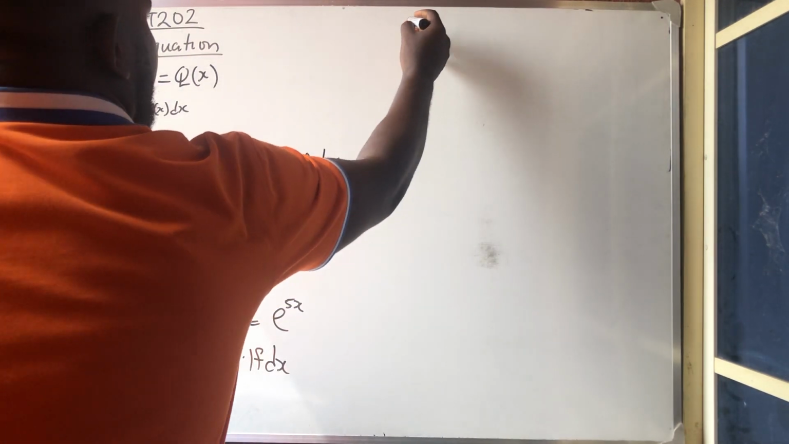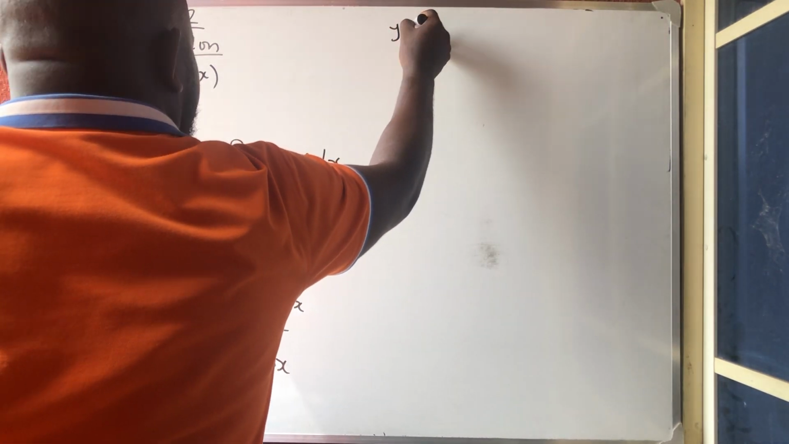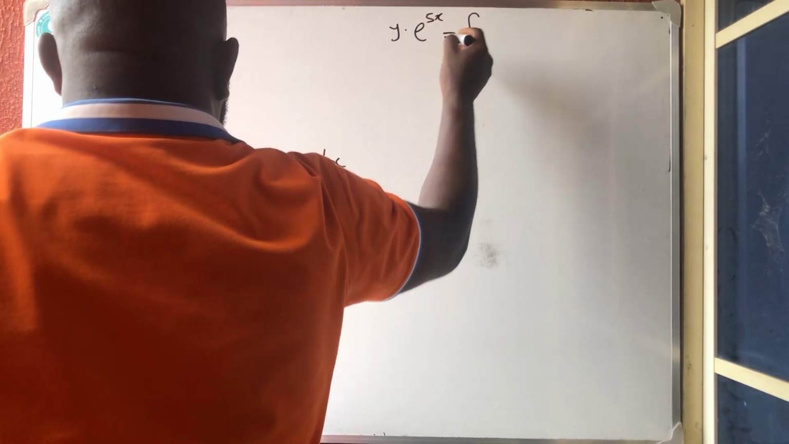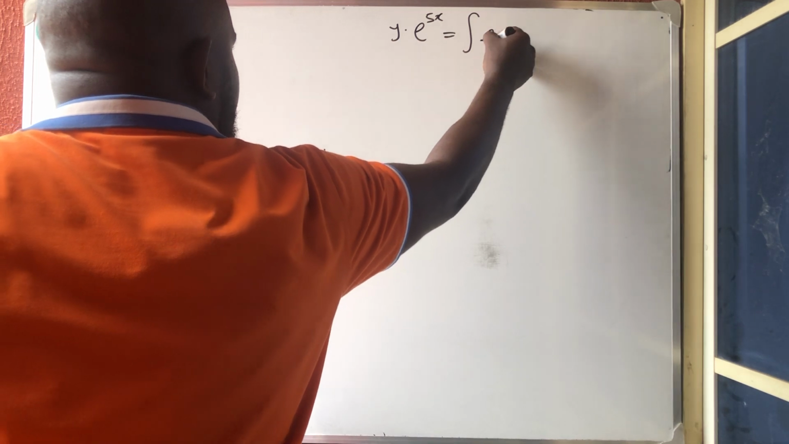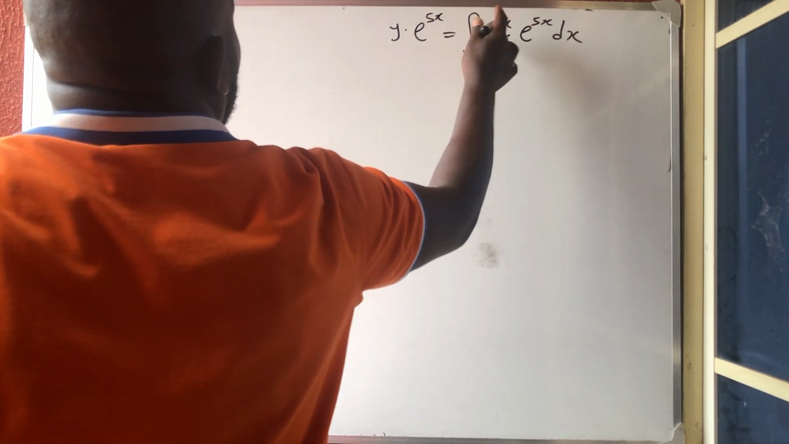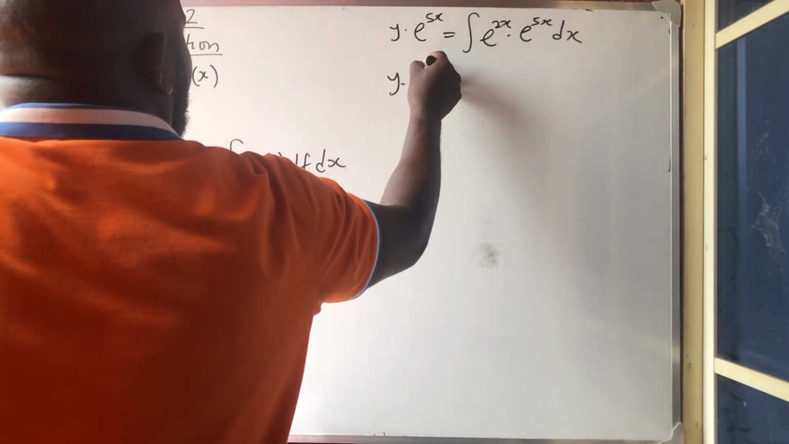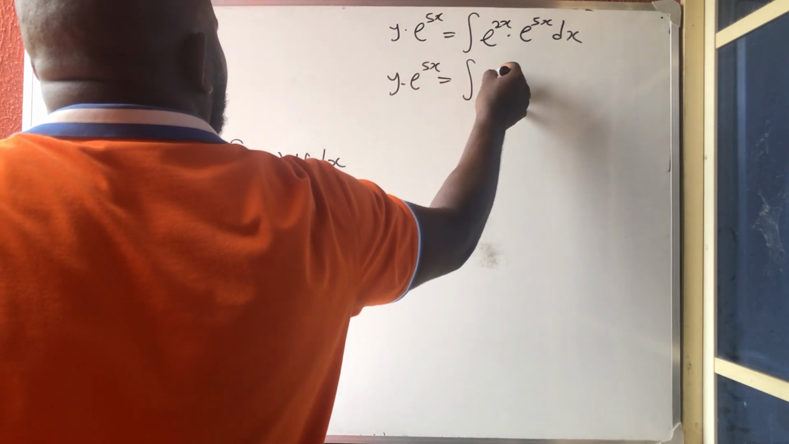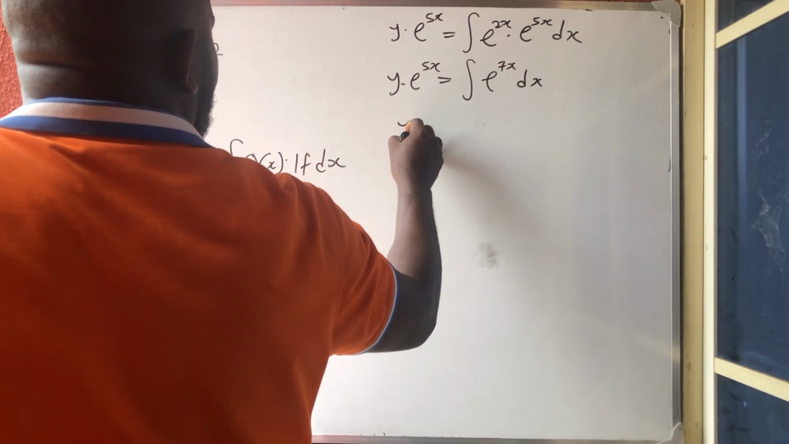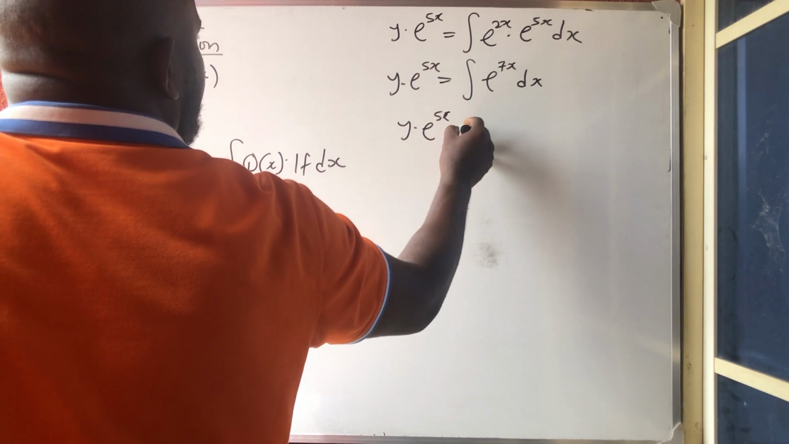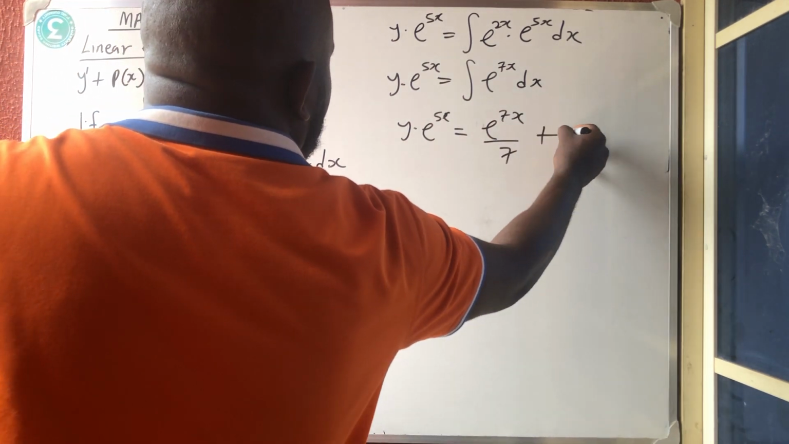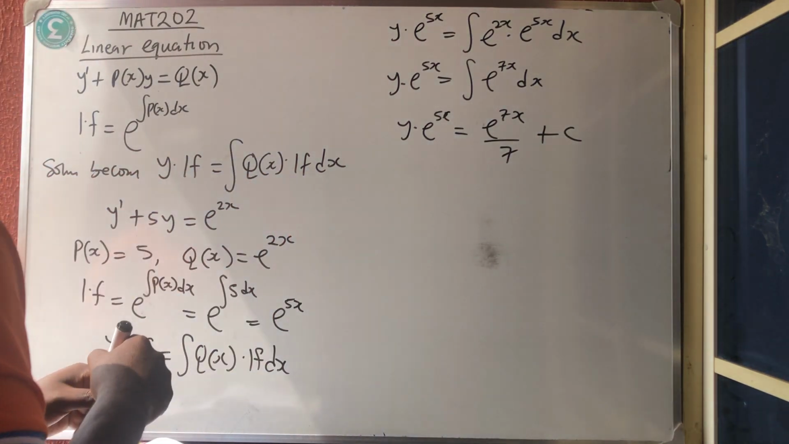So my answer is now y times the integrating factor e raised to the power 5x is equal to the integral of e raised to the power 2x times e raised to the power 5x dx. According to indices, y times e raised to the power 5x is equal to the integral of e raised to the power 7x dx, adding 2x and 5x. So I have y times e raised to the power 5x equal to e raised to the power 7x over 7 plus a constant, and that is that.